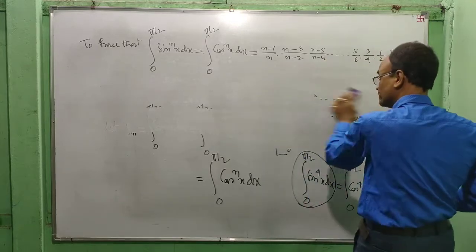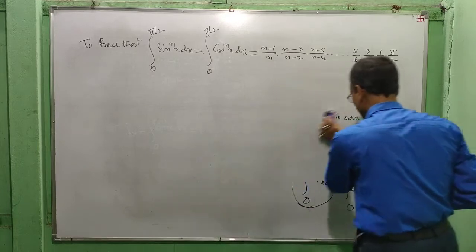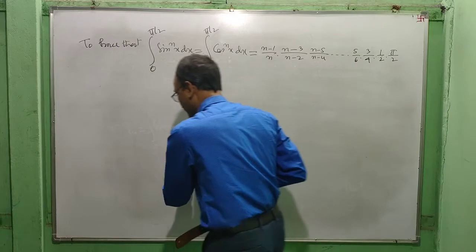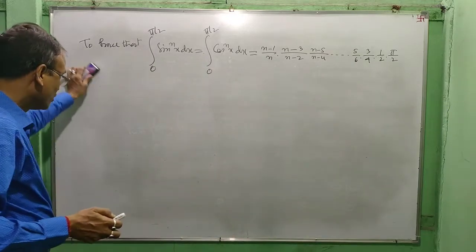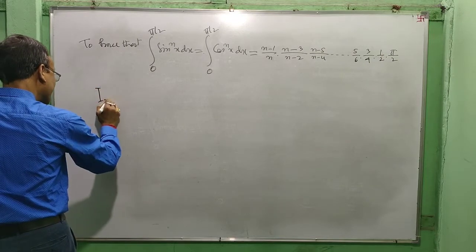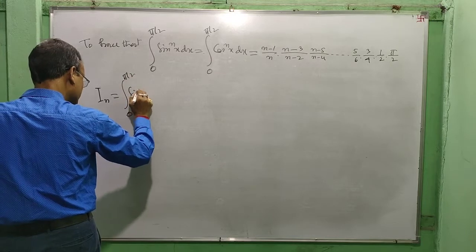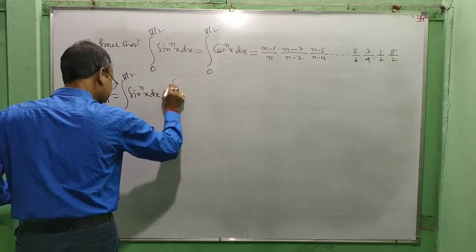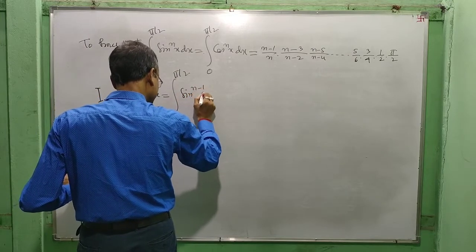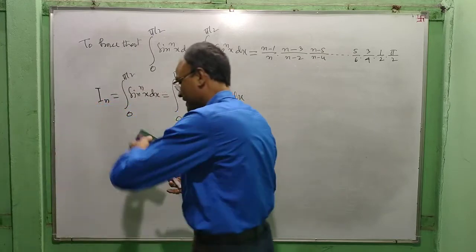Now let us proceed. Now we shall prove this one. You may take any one of these two: integration 0 to pi by 2 sin to the power n x, or integration 0 to pi by 2 cos to the power n x dx. Let I_n equal to 0 to pi by 2 sin to the power n x dx. This can be written as 0 to pi by 2 sin to the power (n minus 1) x into sin x dx.